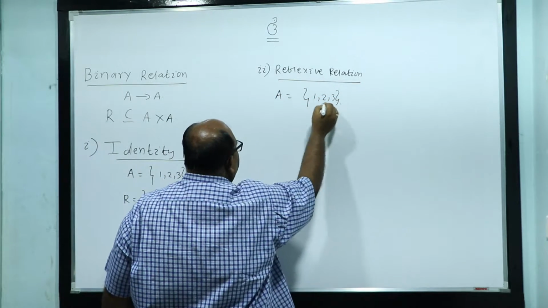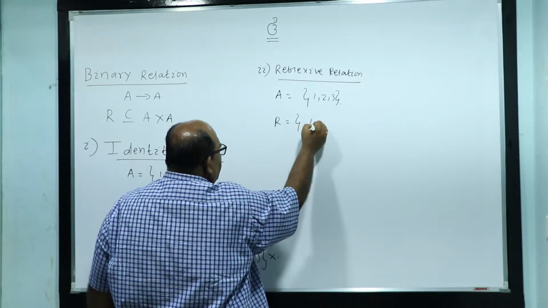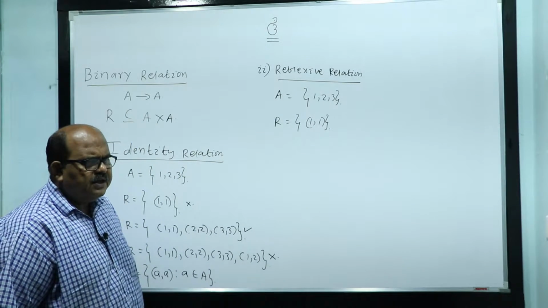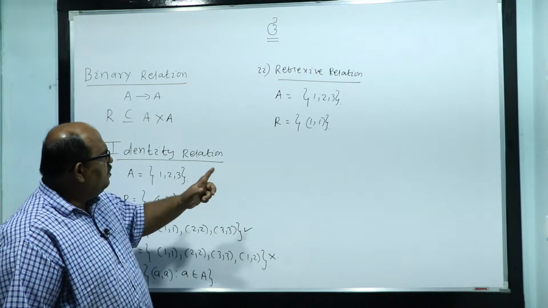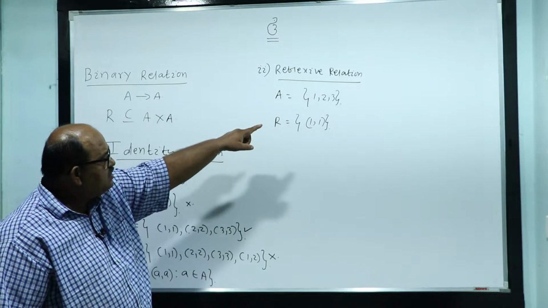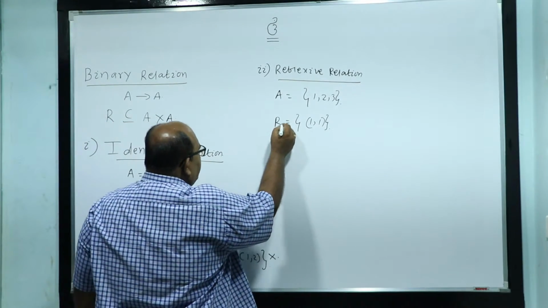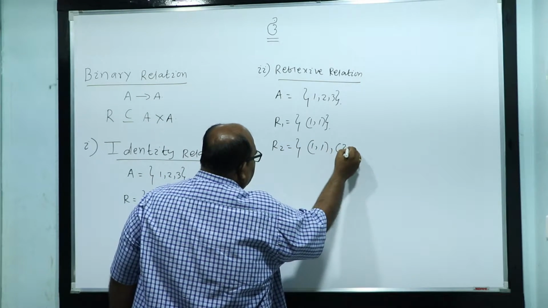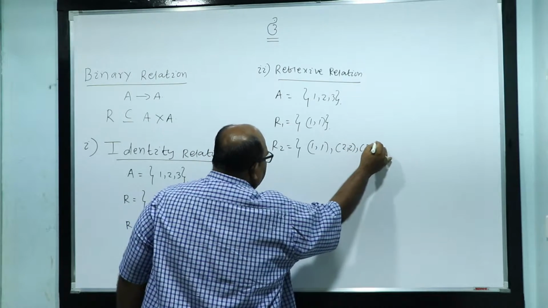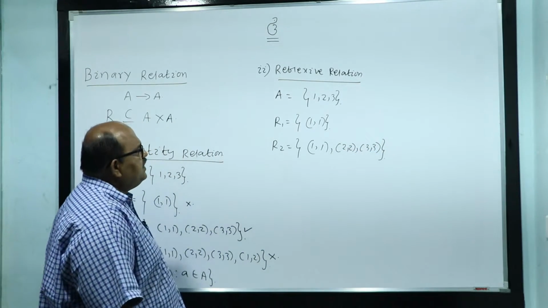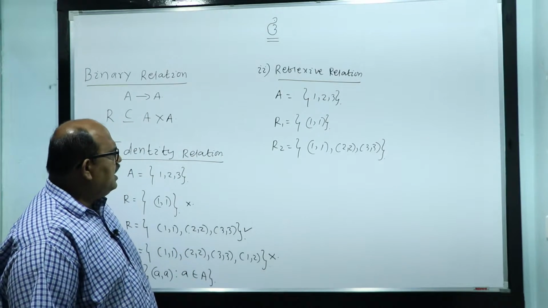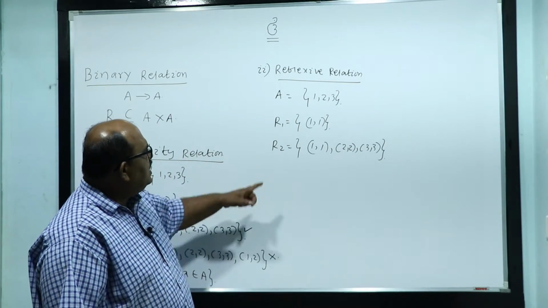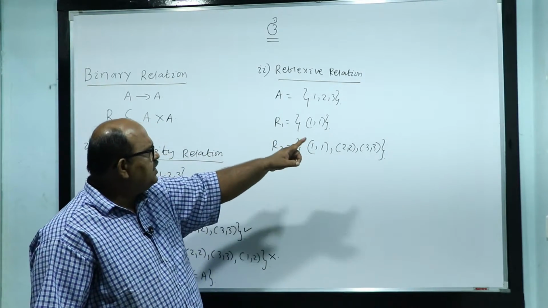If set A is equal to {1, 2, 3}, let us write a relation {(1, 1)}. Is it reflexive? Think, is it reflexive? No, because every element of set A has to relate to itself. Similarly, write another relation R2 = {(1, 1), (2, 2), (3, 3)}. Is it a reflexive relation? Yes, clearly R2 is a reflexive relation because every element of set A is related to itself.